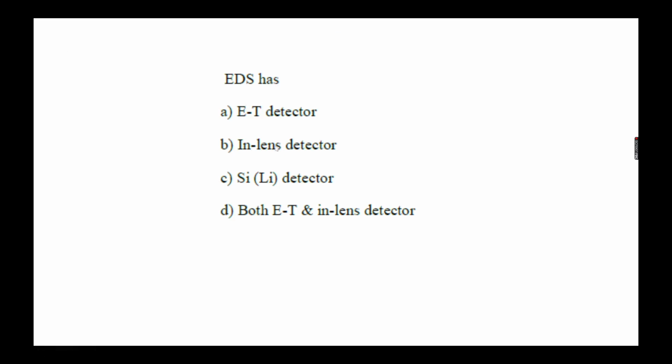So EDS. EDS is what? Energy dispersive spectroscopy has an ET detector and an inlens detector. Most probably you will see this question in the next module. But in the last, you can see the ET detector is for what? For SE. The inlens detector can detect your BSE and SE. Okay, and for the EDS, the silicon detector is.